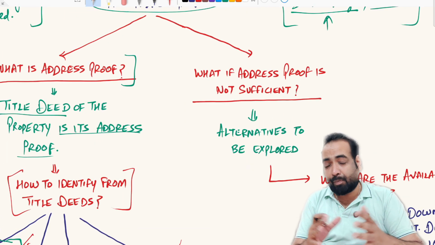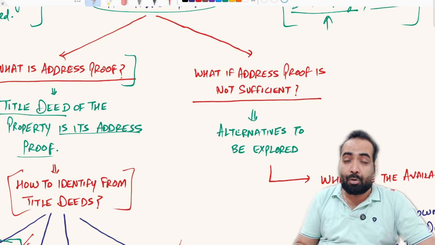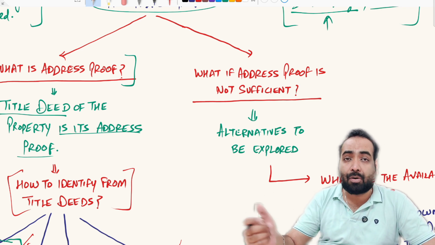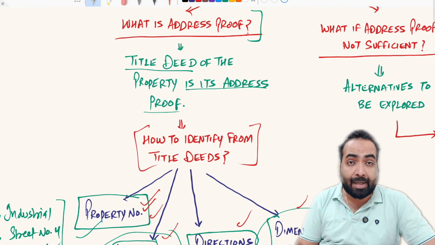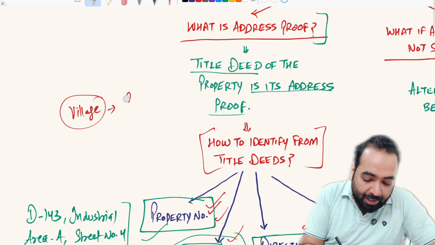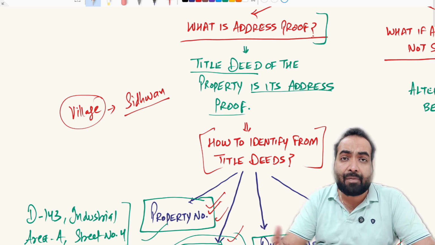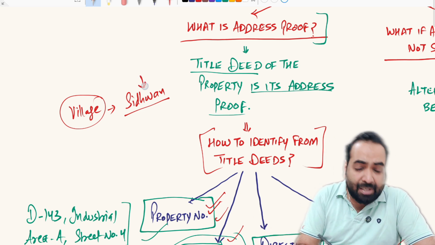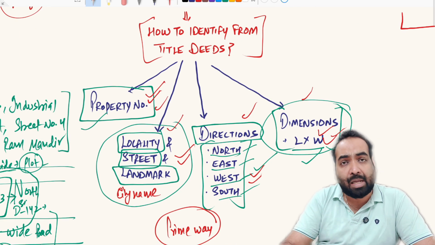Since the properties, especially in India, are very old, there is no proper record kept of them. The title deeds are not made properly. In some of the title deeds I have seen, practically only the name of the village is mentioned, for example, village Sidhwa. That is the only address mentioned for the property. So how can I identify the property if only the village name is mentioned in the address? There is no direction, no dimension.